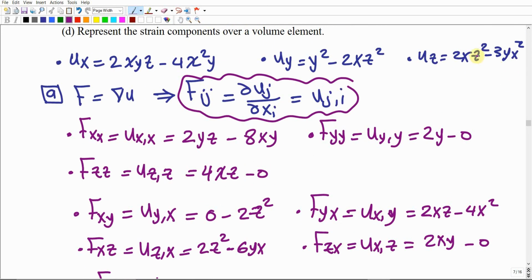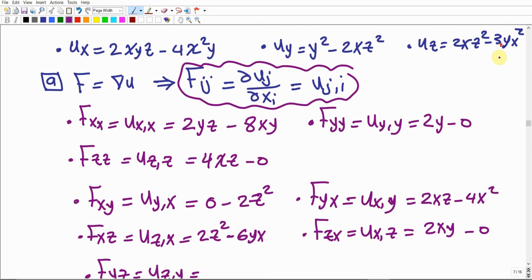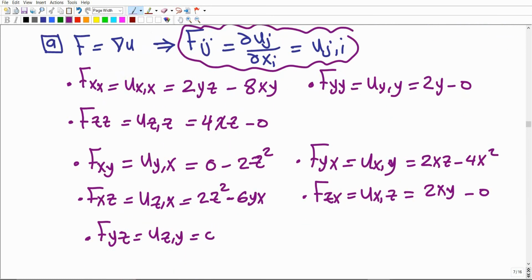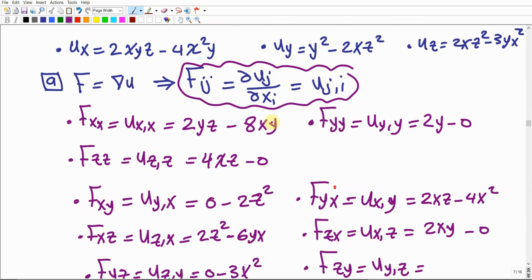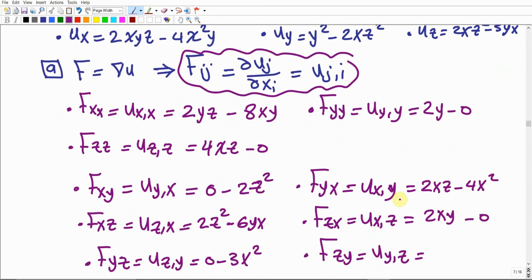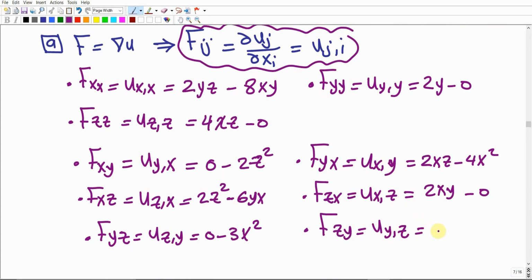Then the last two components, Fyz equals u_z comma y, which gives 0 in the first term, and the second term will be negative 3x squared. So it's going to be 0 negative 3x squared, and Fzy is going to be u_y comma z. The first term will be 0, the second term will be negative 4xz. So it's going to be 0 negative 4xz. These are the 9 components. As you can see, we do have 1, 2, 3, 4, 5, 6, 7, 8, 9 components of the deformation tensor.